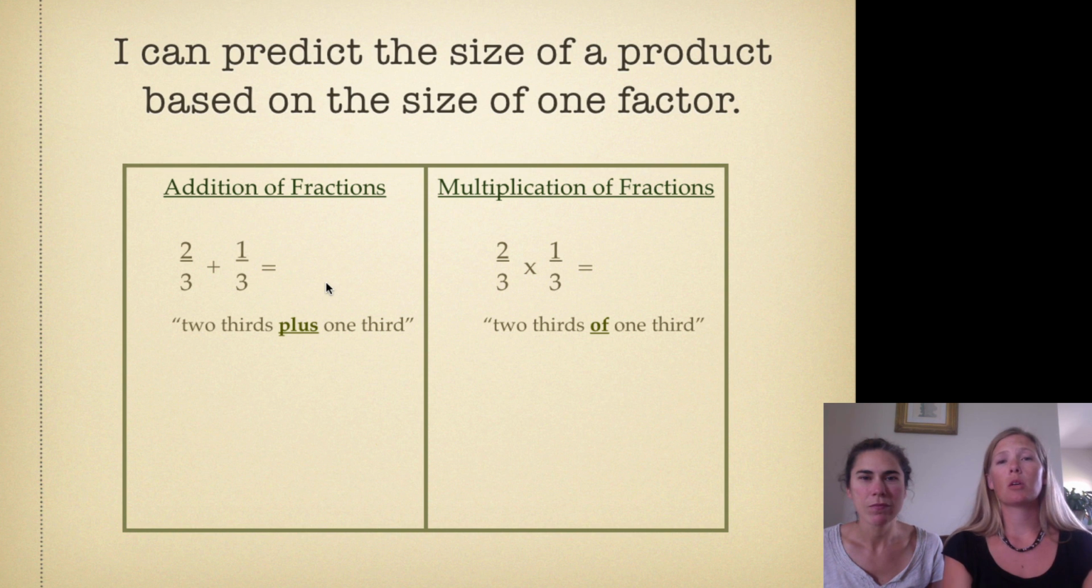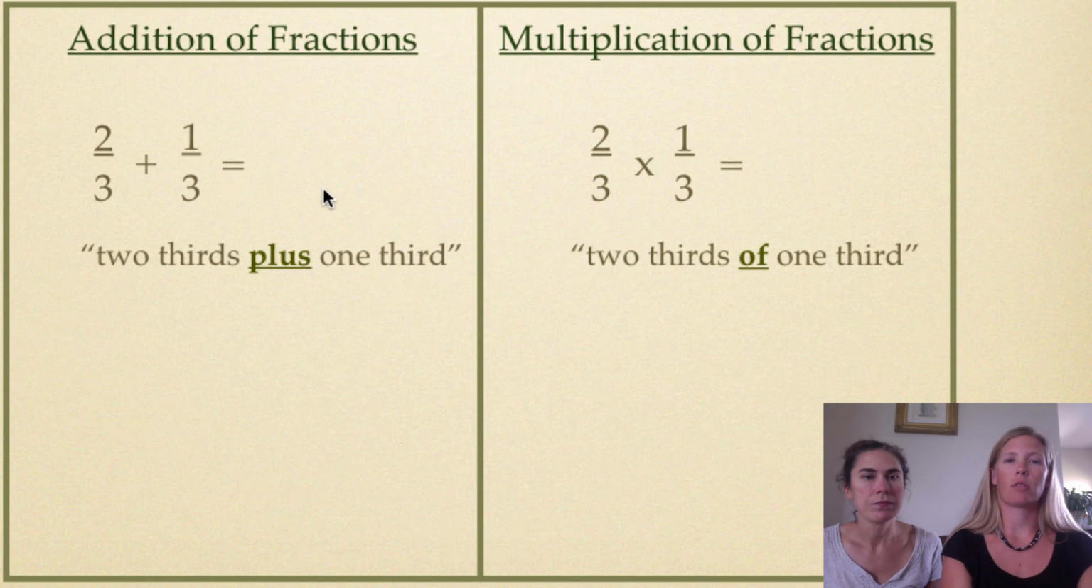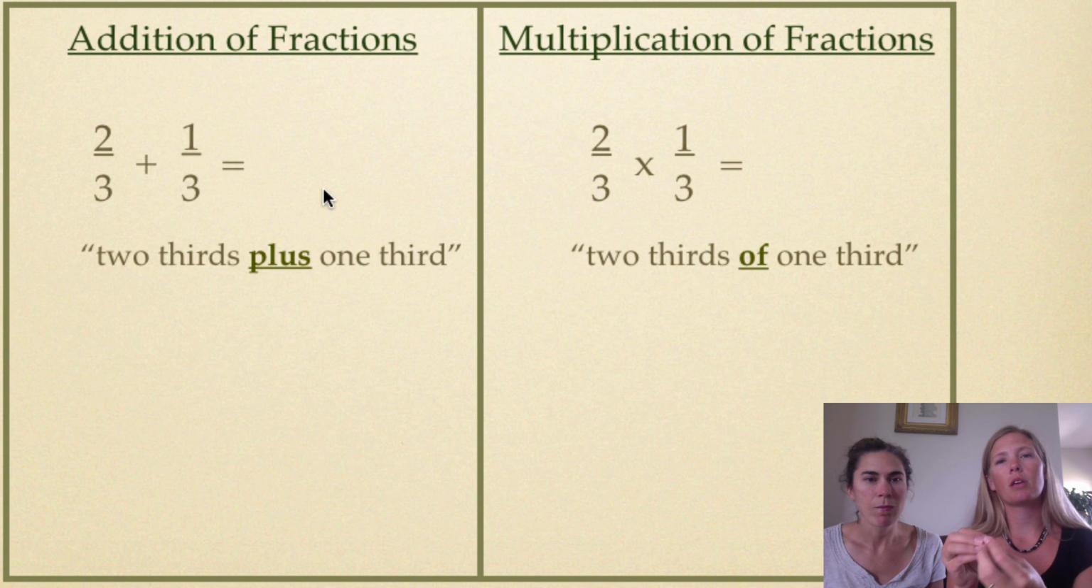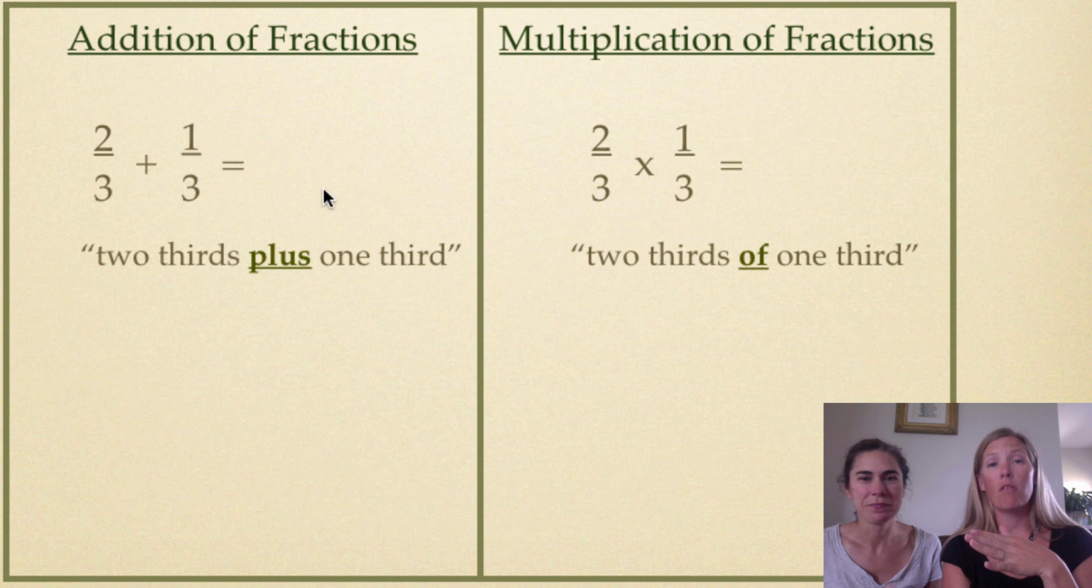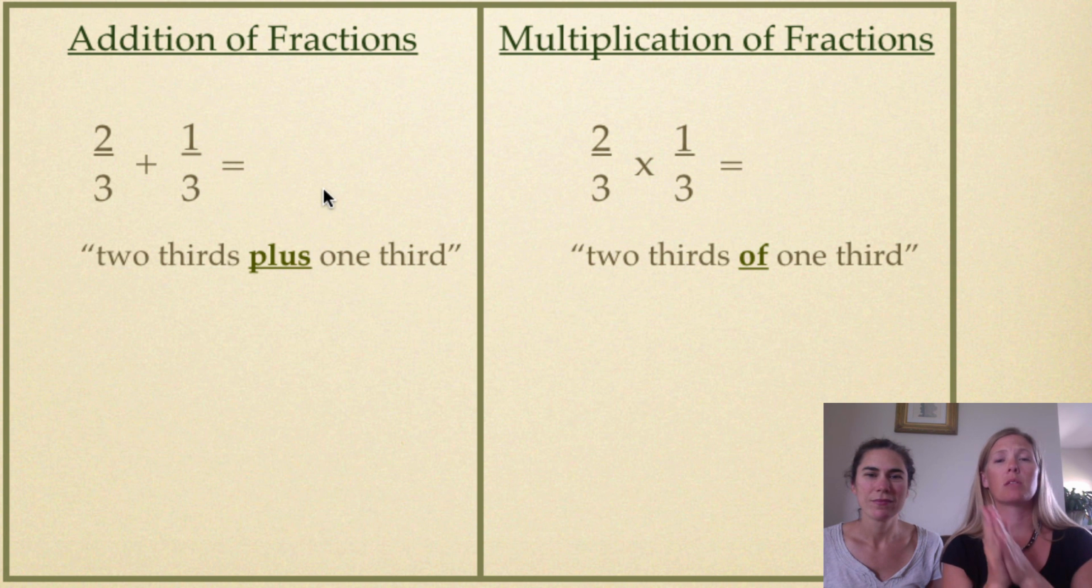First we're going to talk about the difference between adding fractions and multiplying fractions, because of the word problems that you'll see. In this case, we would say 2/3 plus 1/3, so you're putting them together, you're adding them. When you're multiplying, you won't usually say 2/3 times, it'll usually say 2/3 of. That's going to be a really important word to remember. Little word, big difference. 2/3 of 1/3 means multiplying.